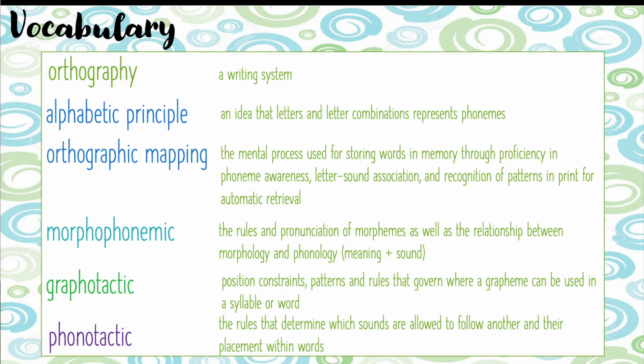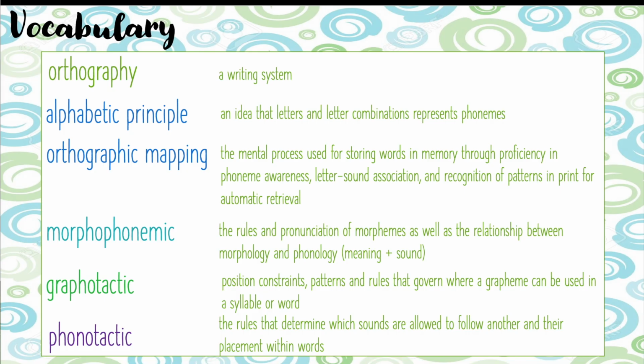So a couple of vocabulary words we want to make sure we understand as we go through this chapter is orthography, of course, our writing system. We have the alphabetical principle, which deals with this idea that letters and letter combinations are going to represent our sounds. And then we have that process of storing the words in our memory to bring up that letter combination for the sound, that association, those patterns that we need quickly, based in our phoneme awareness. So that is your orthographic mapping.